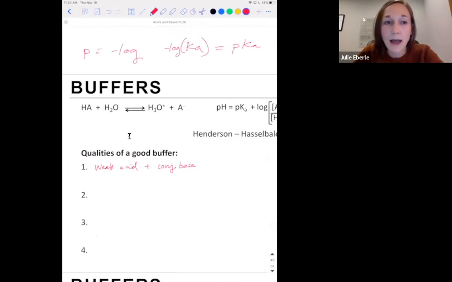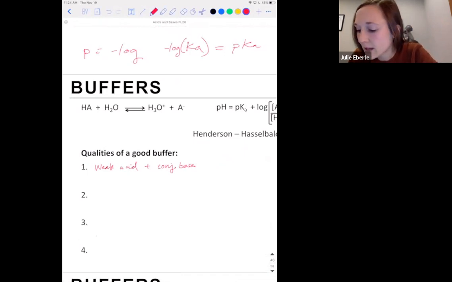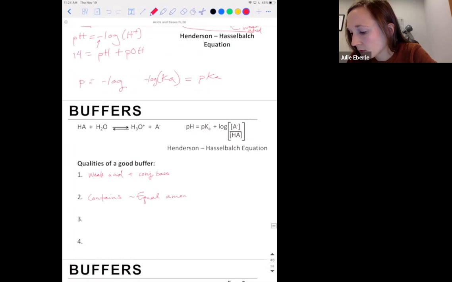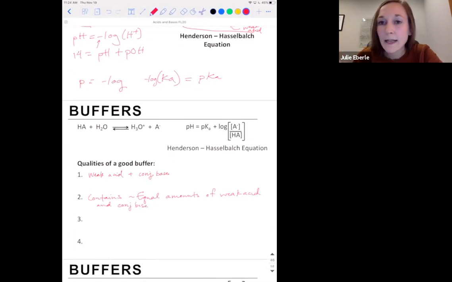is that you have, sorry, I want to make sure I get these in order. Roughly equal, so it contains approximately equal amounts of the weak acid and conjugate base. Okay, now why is this important? Think about this. You want equal amounts of these things because you don't know what's going to be added to the buffer solution. A buffer never knows what it's going to have to neutralize, okay?